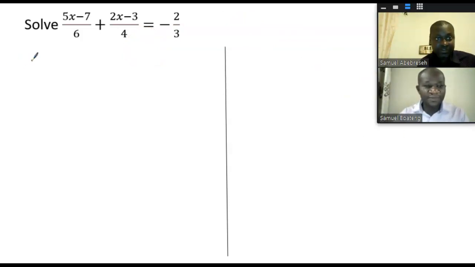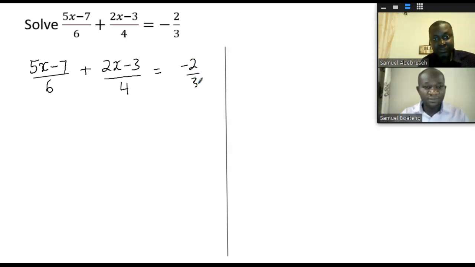Next, we have a question on the board. (5x - 7)/6 + (2x - 3)/4 = -2/3. So this is a linear equation which involves fractions. What we want to do is find x. To do it easily, we want to find the LCM of the denominators. So 6, 4, 3, the LCM will be 12.